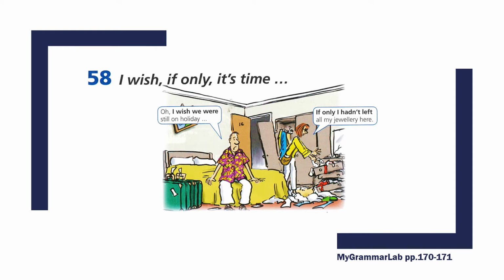Today we'll be looking at Unit 58 of MyGrammarLab. This is a structure very similar to the second conditional, as it is also used to talk about imaginary things. If you look at the picture here, you'll see that both of them are using this structure to talk about something that is different from reality.